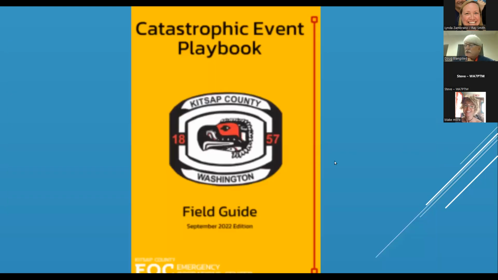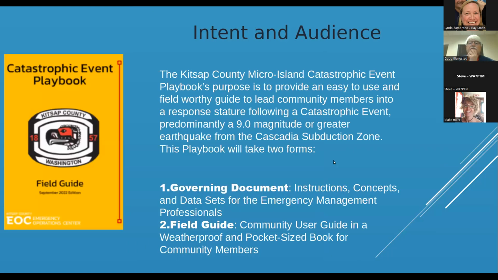That's kind of what the field guide looks like, the event playbook. Its purpose is to provide an easy-to-use, field-worthy guide to lead community members into a response stature following a catastrophic event. This is right out of the book. It takes 2 forms: a governing document with instructions, concepts, and data sets for the emergency management professionals, and then the field guide, which is a community user guide, a weatherproof pocket-sized book for community members to use. Those will be available in the nest kits and at the CPOD sites and at the micro island sites.